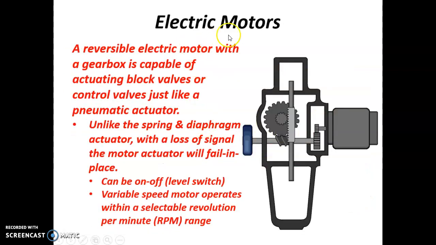And then finally, electric motors. This is a reversible electric motor, and it could be used to actuate like a block valve, just like a pneumatic actuator. Also, you can have an on and off level switch that shuts the pump off maybe, or a variable speed motor to also drive it at different rates. Okay, so those are just some other types.